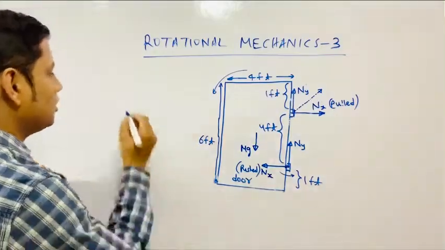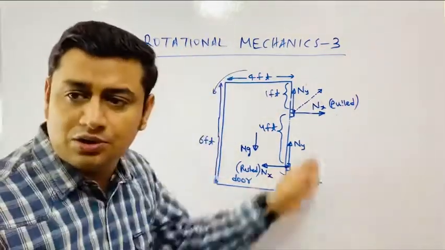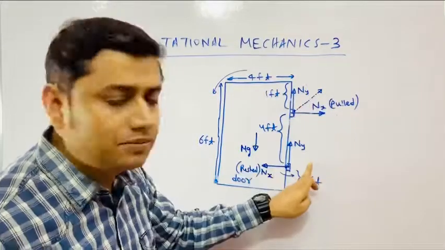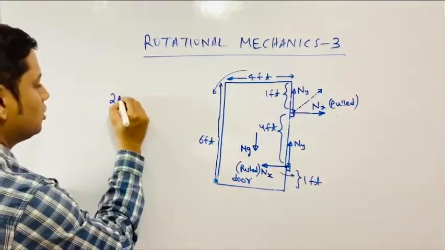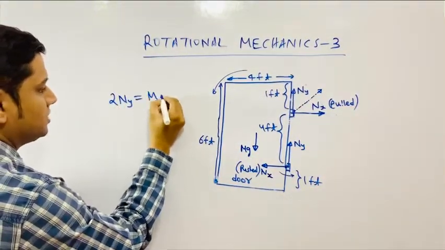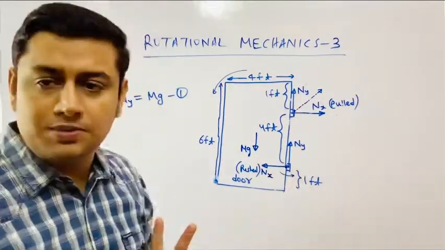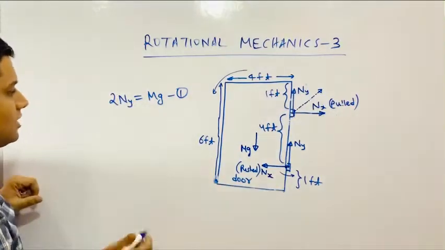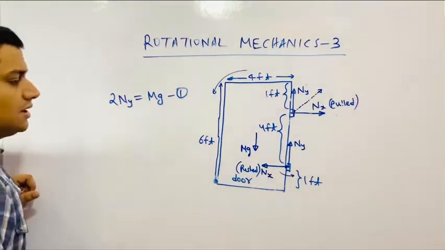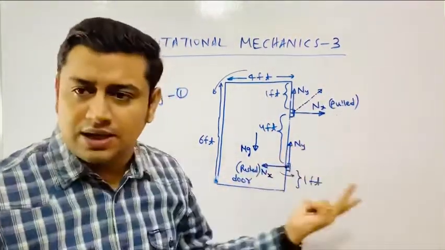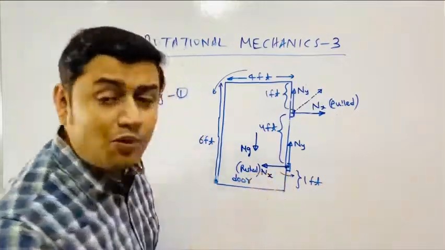First of all, for vertical equilibrium, 2 times of Ny must be equal to mg. First equation: Ny upward must balance weight. Second equation is Nx minus Nx is 0. That is valid.